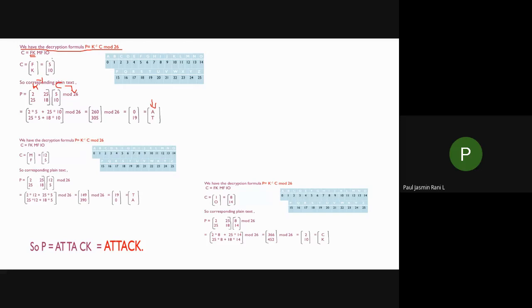Similarly, do it for M, F and IO, and you will get your answer as attack. So attack is your plain text. This is how you find your plain text in decryption. So we have discussed encryption and decryption in the 2 cross 2 matrix for the Hill cipher.